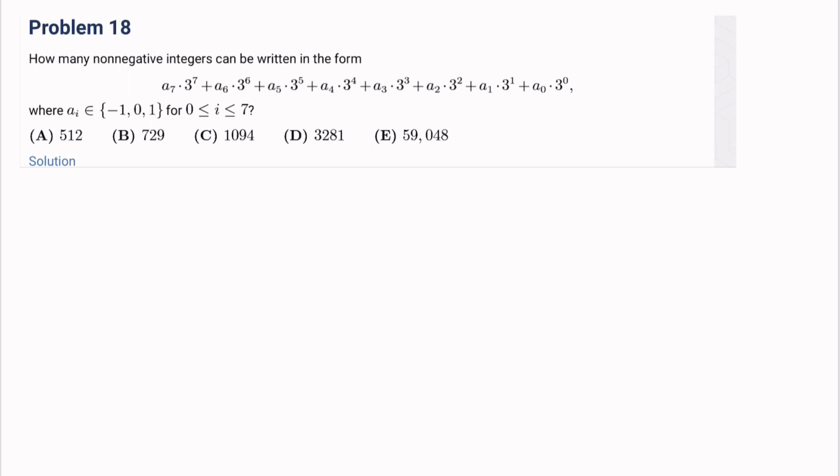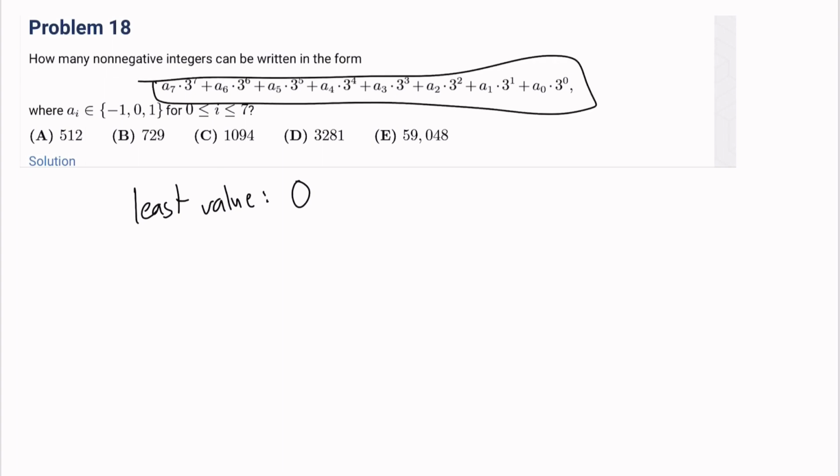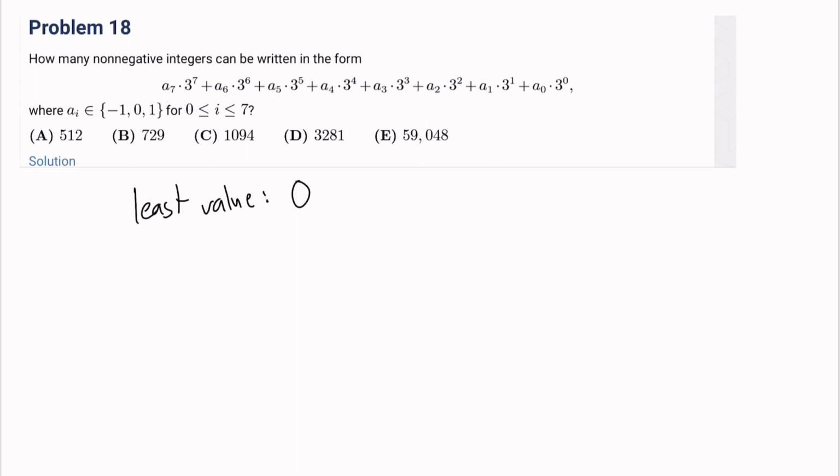Okay, so our least value will be 0, because this has to be non-negative, and that would be if all the A's are 0, so this is 0, 0, 0, 0, 0, 0, 0, 0. So that would make the whole thing 0, right? But then our greatest value would be when all these are 1, right?